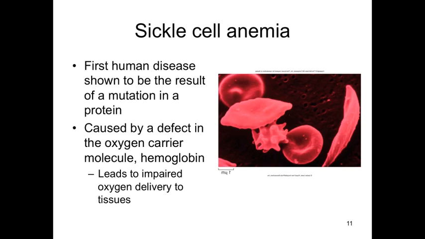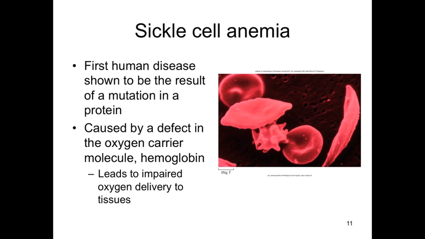human population. First of all, sickle cell anemia. We've referred to it a few times already, but it's the first human disease that was shown as a result of a mutation in a protein. It's caused by a defect in the oxygen carrier molecule hemoglobin. Hemoglobin is classically made up of 4 domains, or 4 different subunits, 2 alpha subunits and 2 beta subunits. One of the beta subunits has a mutation so that it forms an improper hemoglobin molecule.